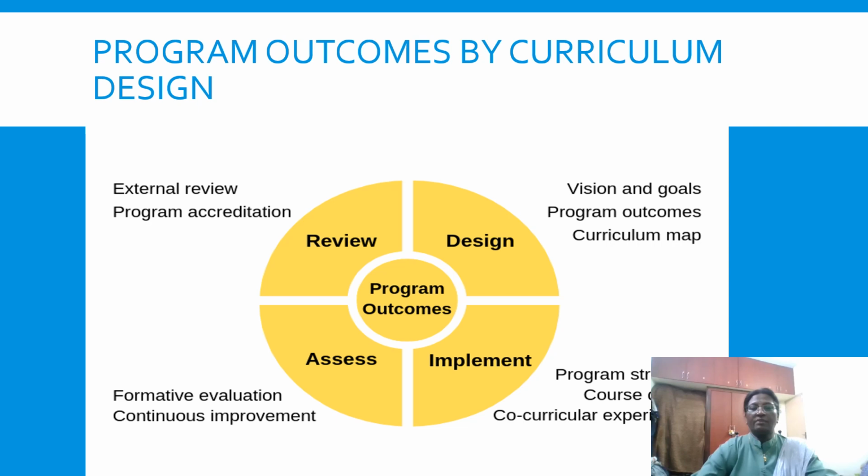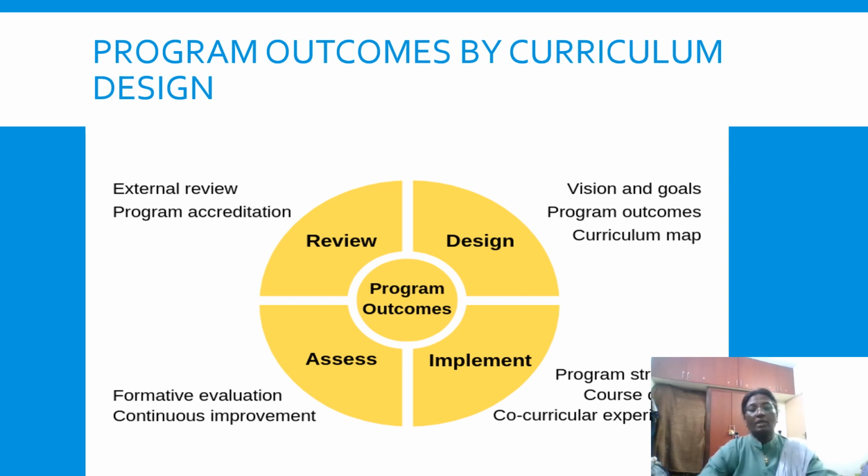In the design aspect, we focus on the vision and goal of the program outcome and curriculum mapping. In curriculum mapping, you see what aspects you will cover, what units you would complete, each and every unit title and other things. Everything is included in the program mapping. And program structure, course outcome, co-curricular aspects you have to prepare in the implement part.